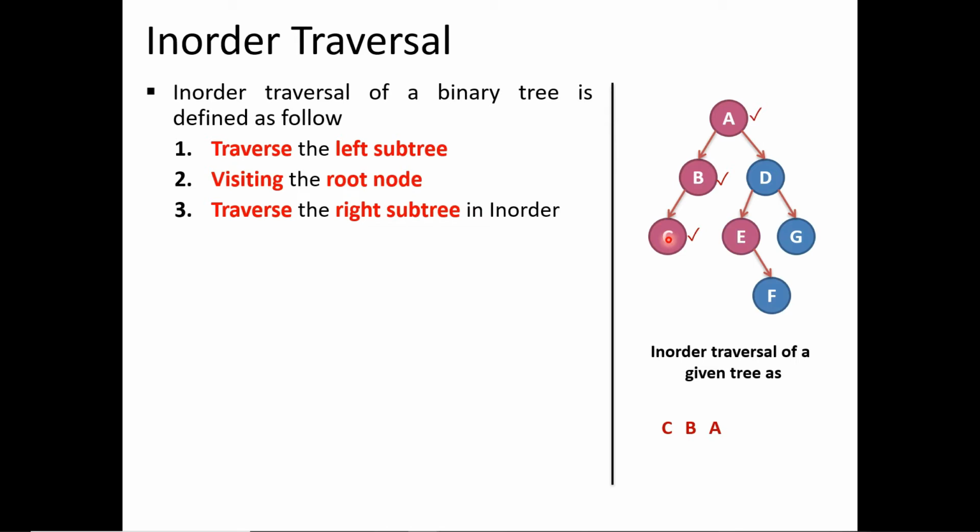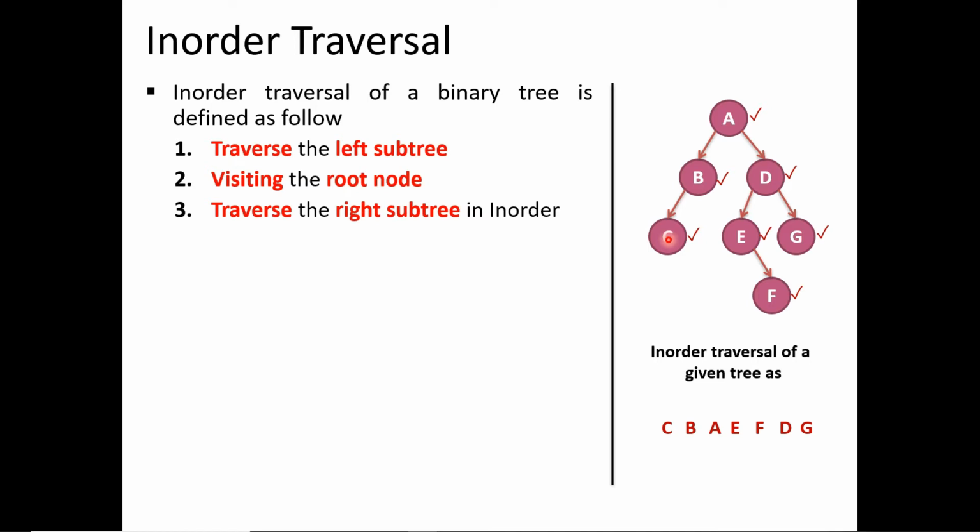Now first of all we have to visit the left node of this right subtree. So we visit E and write E into the in-order traversal. Then E has a right child F. We visit F and write F. Then we visit node D, which is the root of E and G, and put D into the in-order traversal. Now the right child of D is G, so we visit G and put G. So this is the in-order traversal.